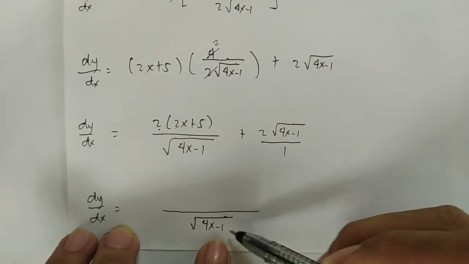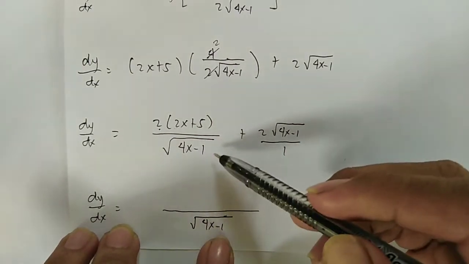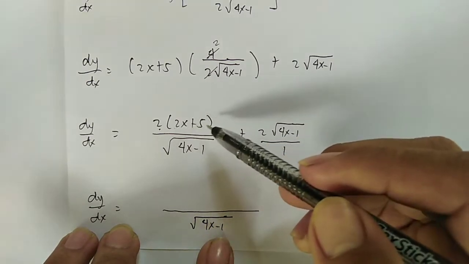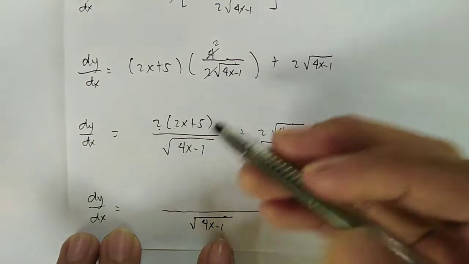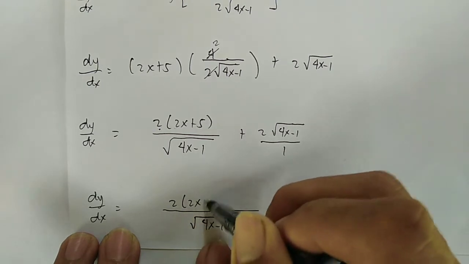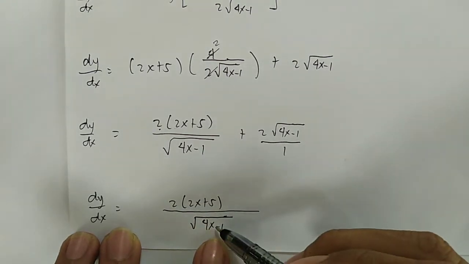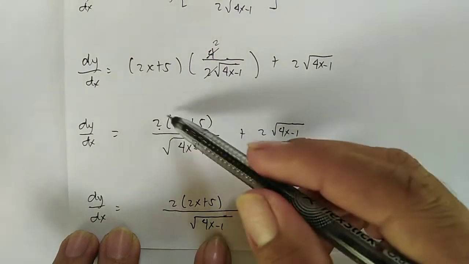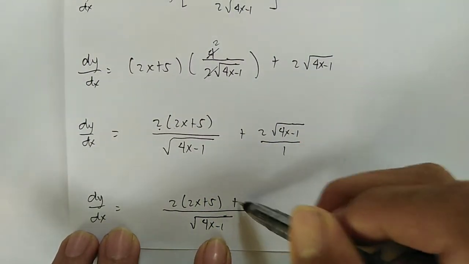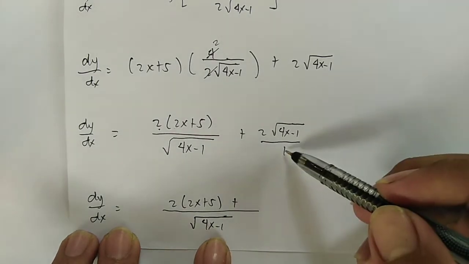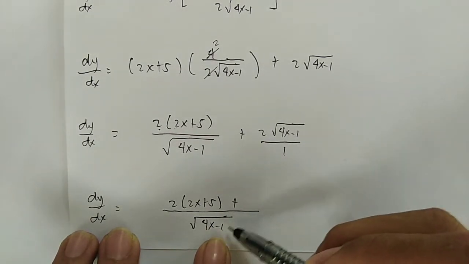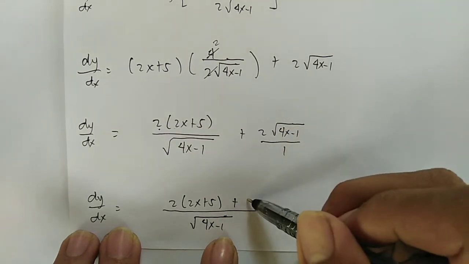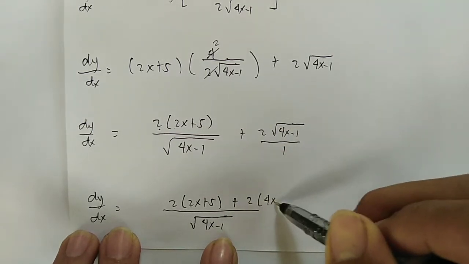So, square root of 4x minus 1 divided by square root of 4x minus 1, 1 times 2 times this numerator. So, magiging 2 times 2x plus 5. Again, the LCD divided by the denominator here, then the result multiplied to the numerator. Then plus, square root of 4x minus 1 divided by 1, that is square root of 4x minus 1. Then times 2, so mangyayari dyan 2 times 4x minus 1.